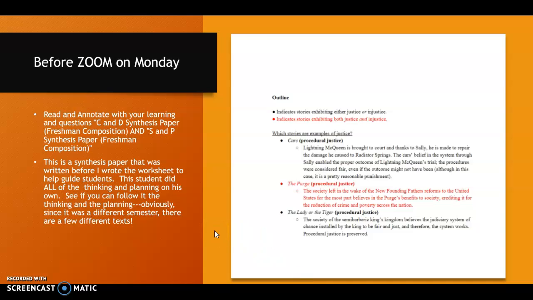All right, before our Zoom class on Monday, you have a couple jobs. First, I would like you to read and annotate with your learning and questions two different documents. One is called C&D synthesis paper, and one is called S&P synthesis paper. They are both in the before and after class documents folder.